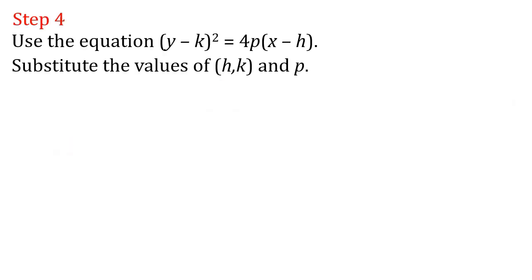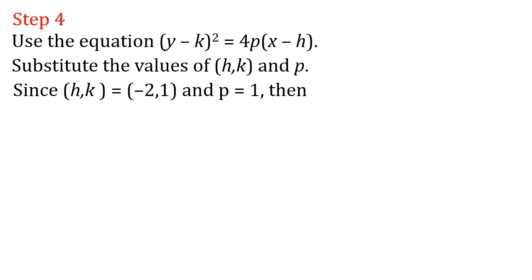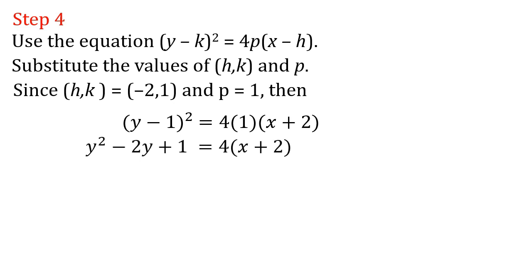Then step 4, use the equation y minus k squared equals 4p times x minus h. Then substitute the values of h, k, and p. So since hk is negative 2, 1 and p is equal to 1, then just substitute y minus 1 squared equals 4 times 1 times x plus 2.